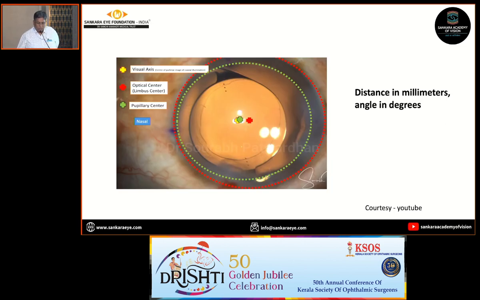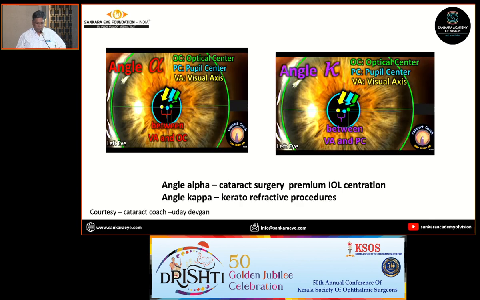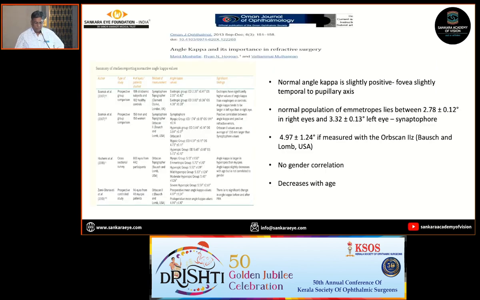This is just a photograph showing you all the three reference points, and this is mostly measured either in millimeters or angle, and among the two, millimeters is what is routinely followed. This is another photograph showing the same thing. It suffices to say that angle alpha is what should be used for cataract surgery and IOL centration, whereas angle kappa should be used for a keratorefractive procedure. But among the two, it is very difficult to measure angle alpha, so angle kappa is what is commonly used. Now, the normal angle kappa is slightly positive.